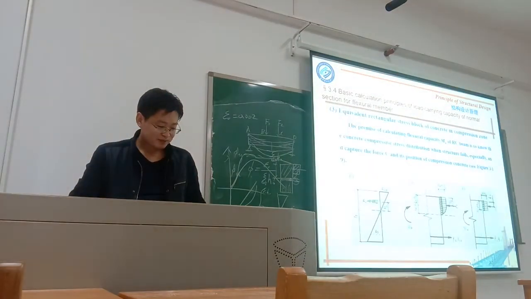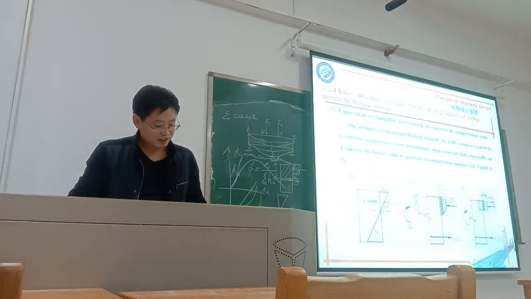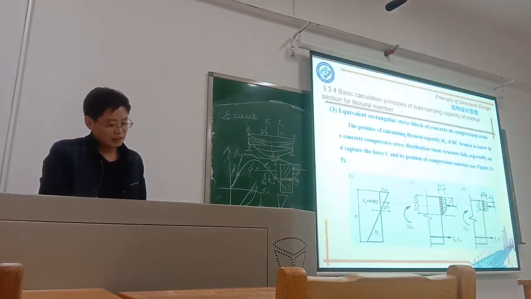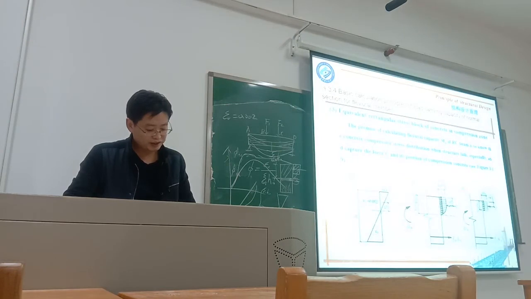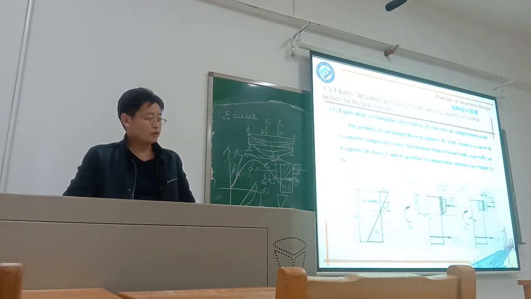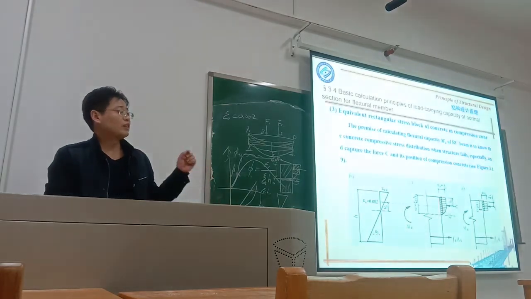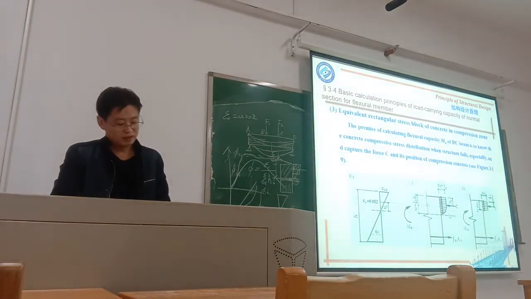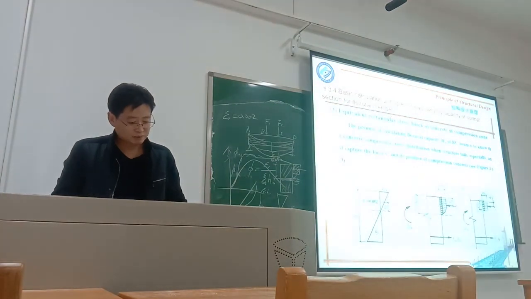Okay. So we come to this equivalent rectangular stress block for concrete in the compression zone. As we said, the real distribution is like this curve, but it's very difficult to calculate. We would need to use the integral, yes. But now we want to make it simple.